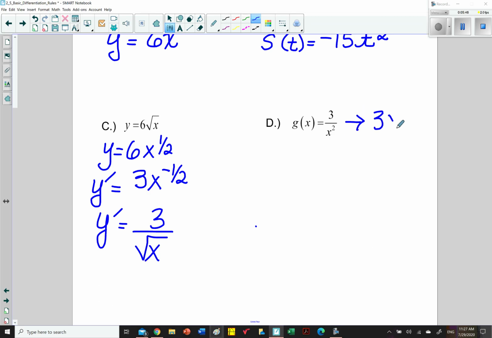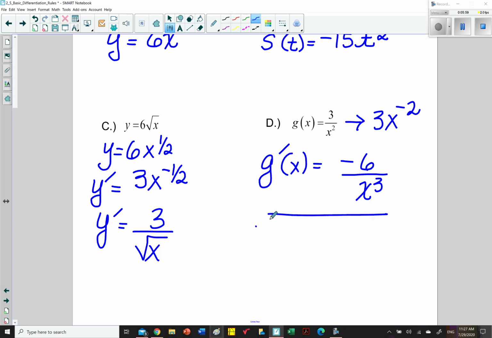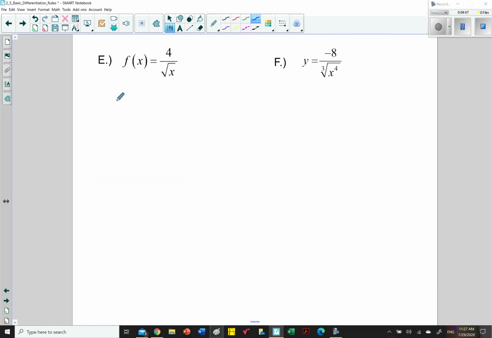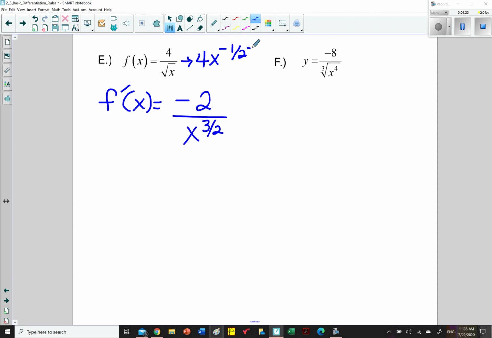This one, same thing. I'm looking at 3x to the negative 2 power. So g prime of x is going to be 3 times negative 2, and x to the negative 3rd power could come downstairs and be negative 6 divided by x cubed. Here's 2 more for you to try. In this case, we have 4x to the negative 1/2 for my function f of x. F prime of x is negative 2 divided by x to the 3/2 power, because we're reducing this power by 1.